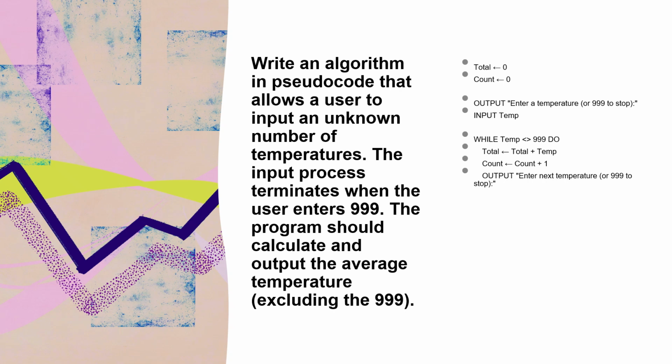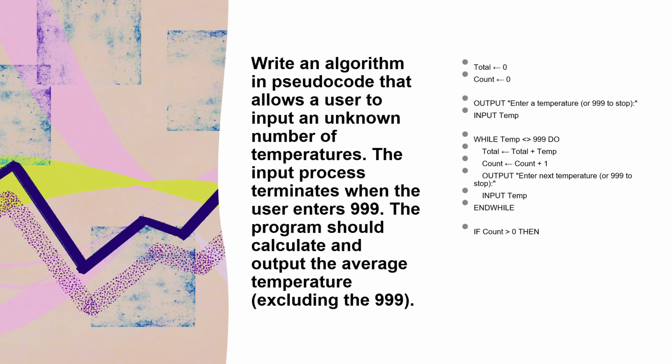So in order to prompt the user to enter the temperature again, you'll have to use the input statement inside the loop as well. So the user will go on entering the temperature until 999 is entered, and as soon as 999 is entered, it will come out of the while loop. Once it comes out of the while loop, now you have the total of all the temperatures that are added and the count of how many temperatures have been added.